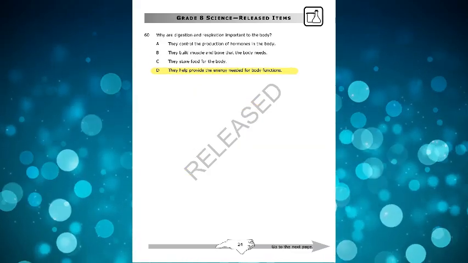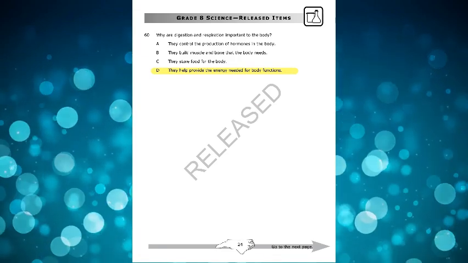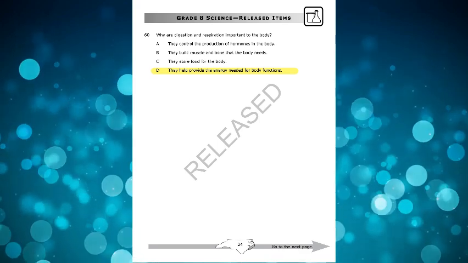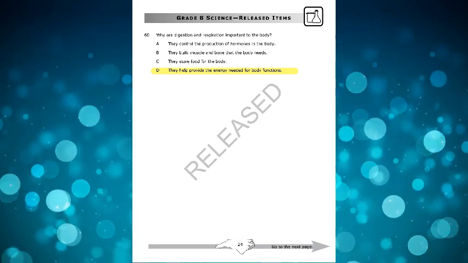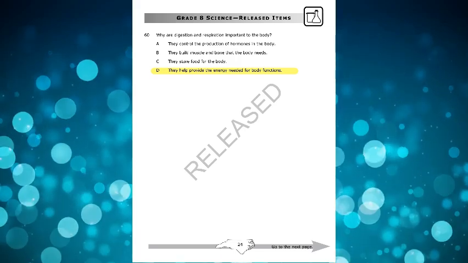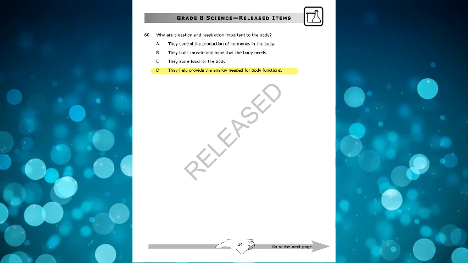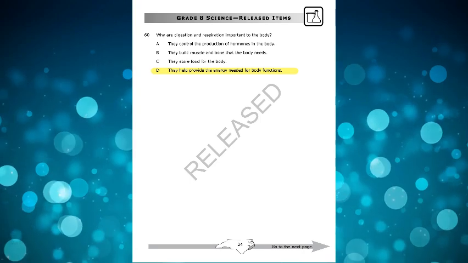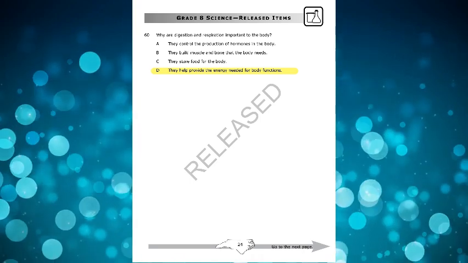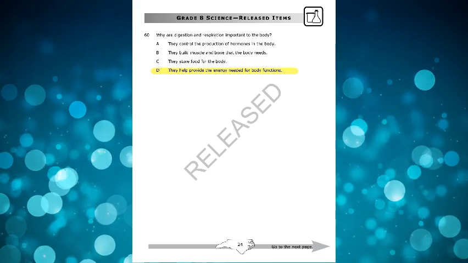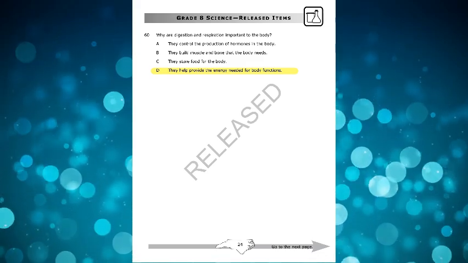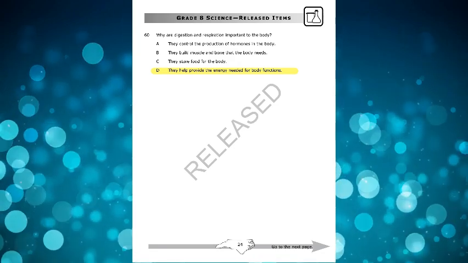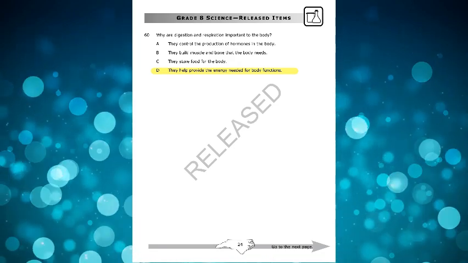Why are digestion and respiration important to the body? They provide the energy needed for body functions. Now, of course, we know that digestion is breaking down the nutrition, and that is enabling us to get energy from the food that we eat. And respiration has to do with us being able to process that food and go through the process of cellular respiration and use oxygen to get the energy out of the food and our cells to be able to break it down. So both of those things have to work together in order for us to get and use the energy that our body needs.